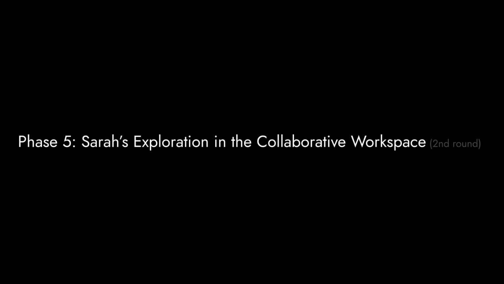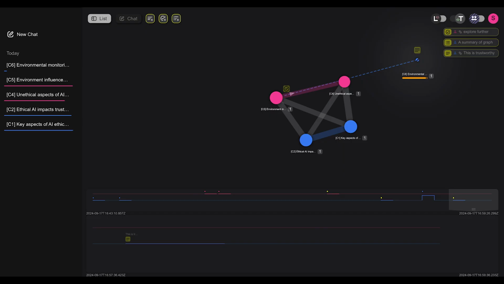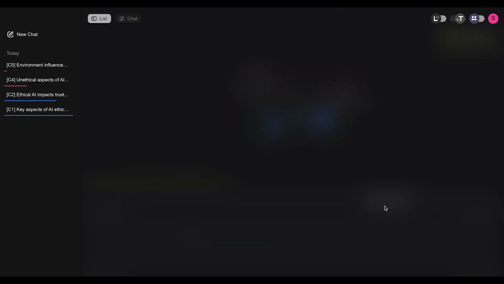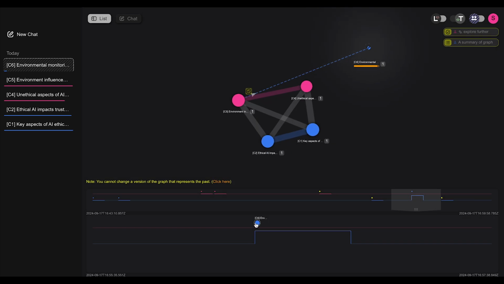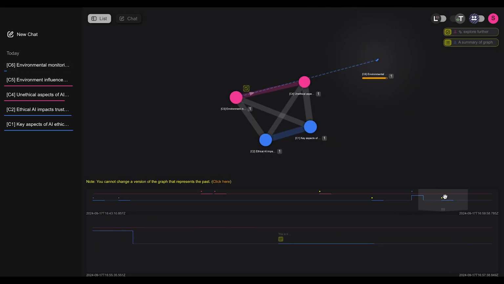Phase 5. Sarah's exploration in the collaborative workspace. Later, Sarah logs back in and notices that the graph has changed since her last session. Curious about the updates David made and his activities while she was away, she explores the timeline feature. Through the timeline, Sarah sees that David first generated an auto-summary, initiated a prompt, and later added a note stating this is trustworthy. From this, she realizes that the auto-summarization and the new conversation led David to conclude that the information related to AI for environmental monitoring and protection is reliable.